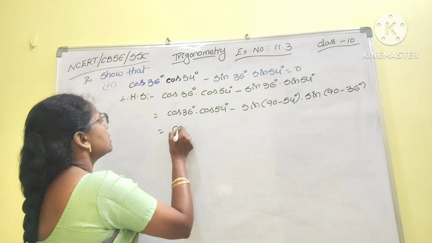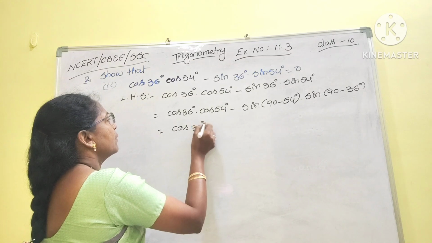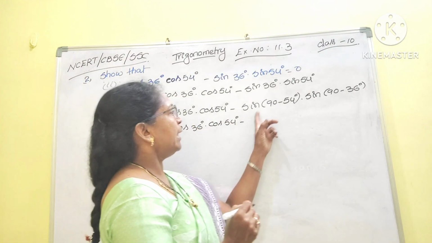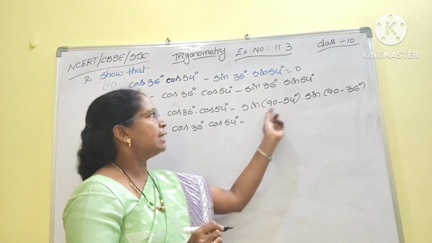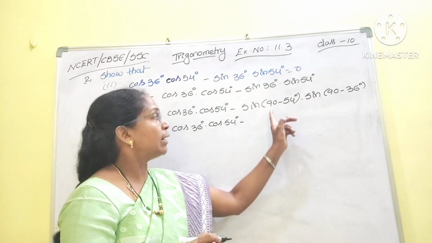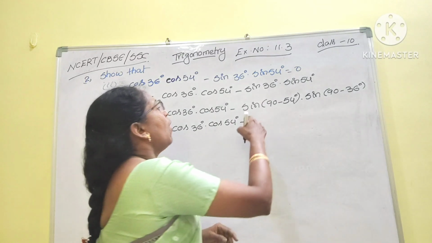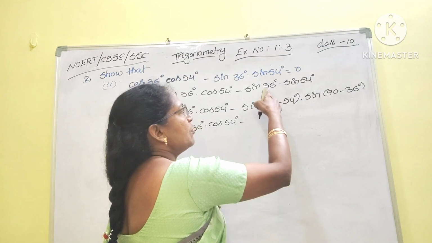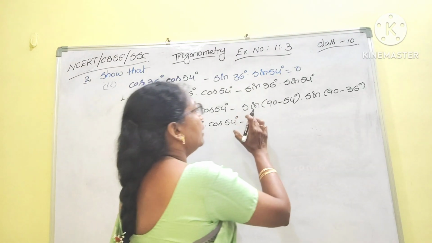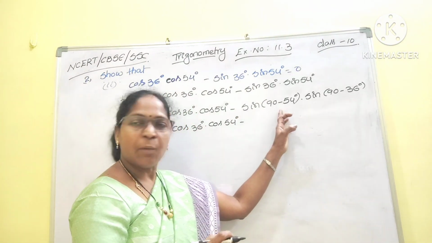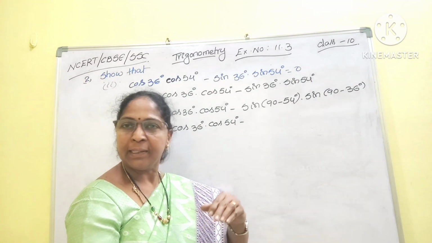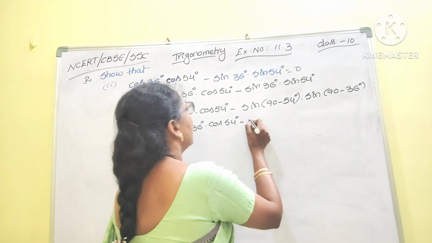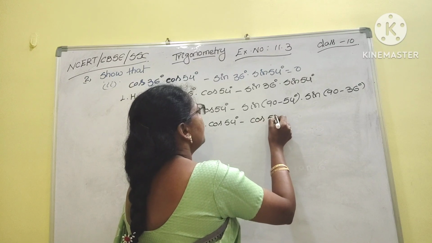Now cos 36 degrees into cos 54 degrees minus sin 90. First you have to write like this, the angle only, in terms of the complementary angle. Later you apply the complementary angle formula. So 90 minus 54 equals 36. Now this is in the form of complementary angles. Now apply the complementary angles formula. Sin of 90 minus theta equals cos theta, where theta equals here 54 degrees.